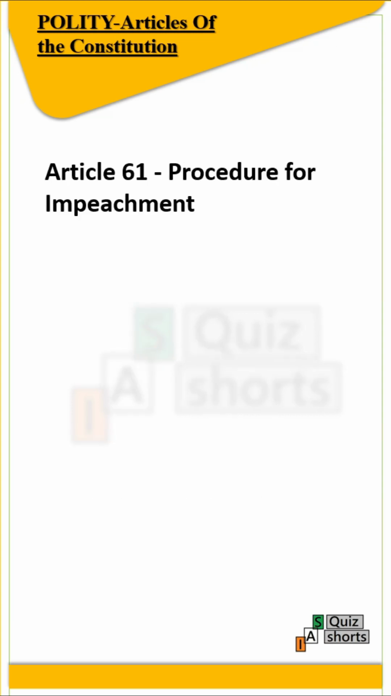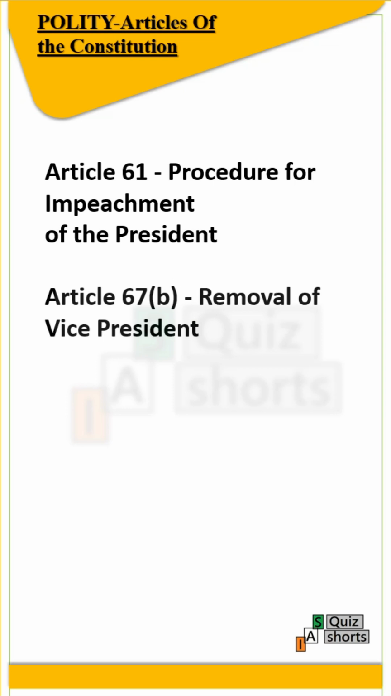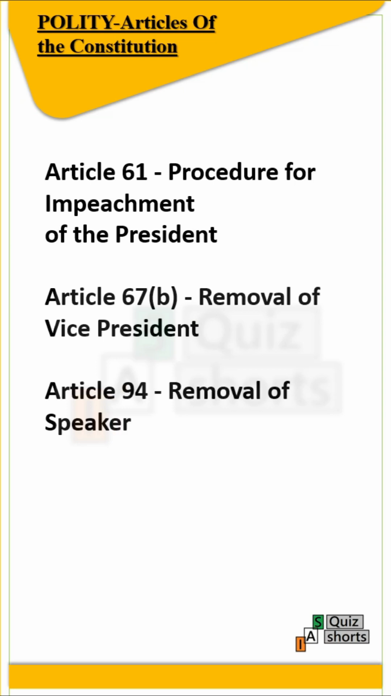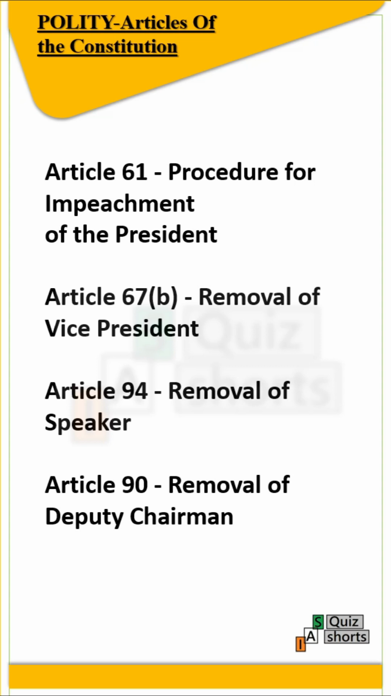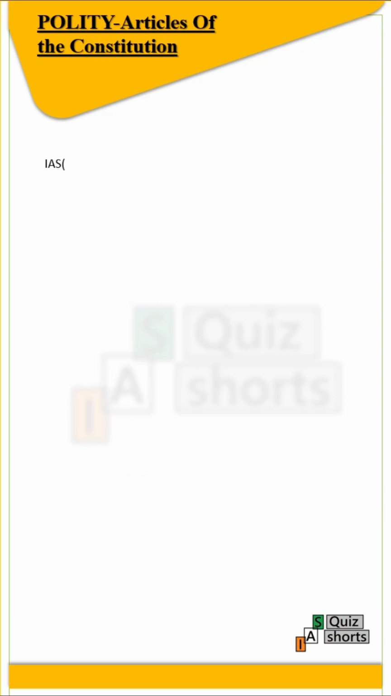Article 61 Procedure for impeachment of the President. Article 67B Removal of Vice President. Article 94 Removal of Speaker. Article 90 Removal of Deputy Chairman of Rajya Sabha. Article 54 Election of the President.